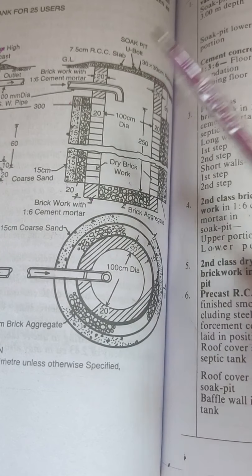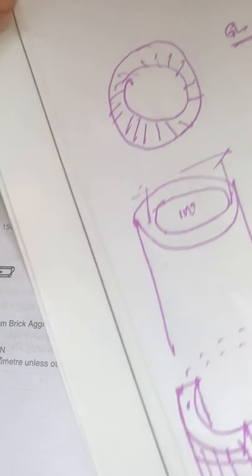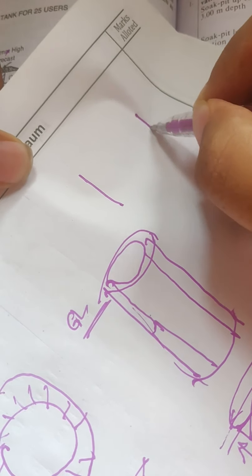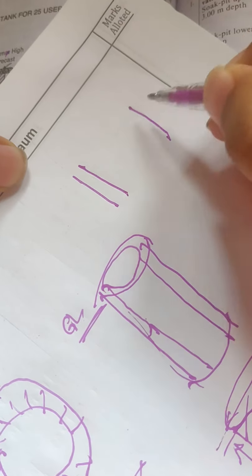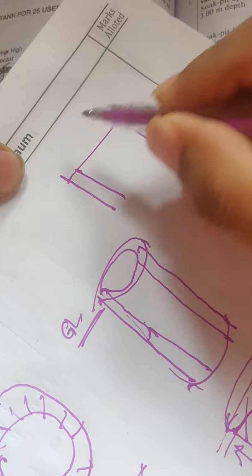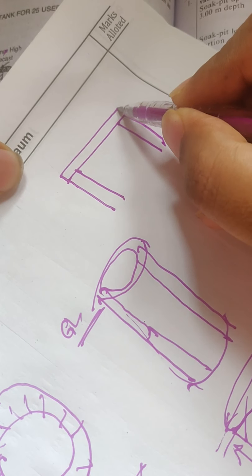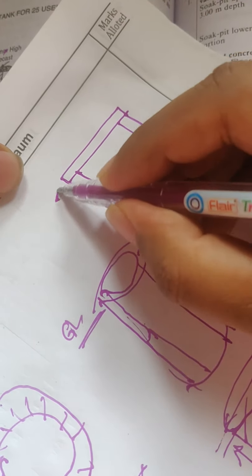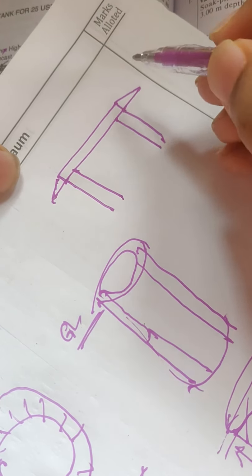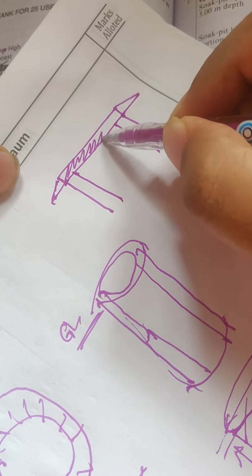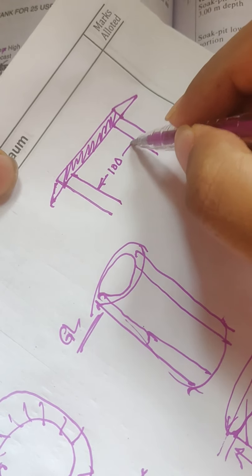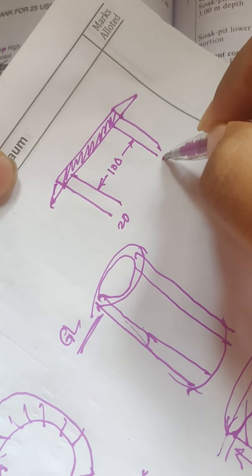Up till this rectangular portion, like I'll show you here. So this is the soak pit wall provided like this, and over this we have the RCC slab, and this portion is given a finishing like this. So for quantity calculation we are only going to consider this shaded part. Now we know that this is 100 and this is 20 and this is 20.